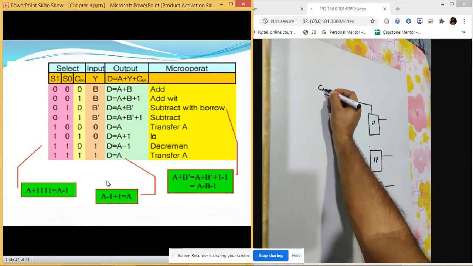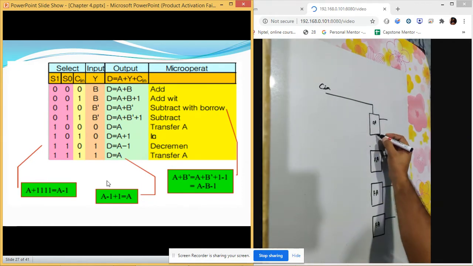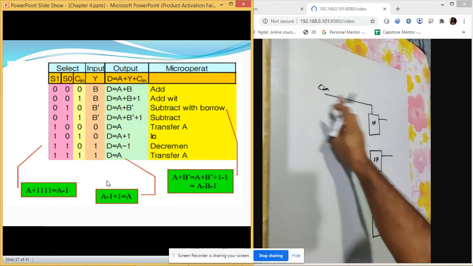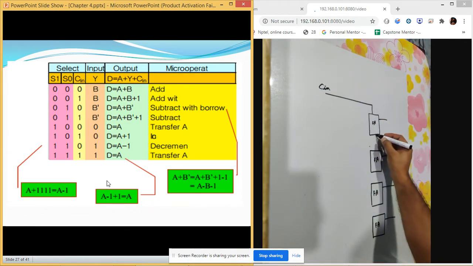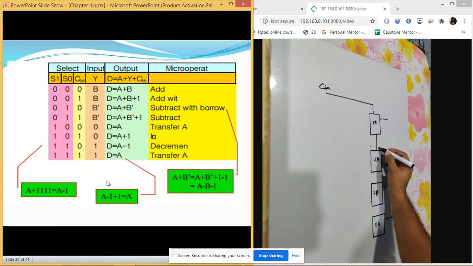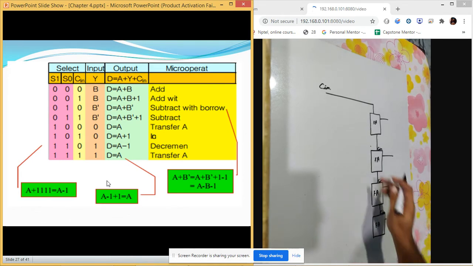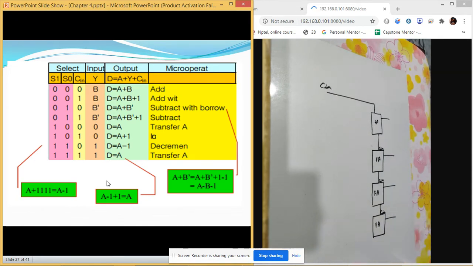This is a Cin value. The same value which is here as Cin will be given as Cin to the next full adder as well. So we will have this value as Cin. As you remember, in the normal circuit our Cin value was moving forward from one full adder to the other full adder. So we are doing the same work here.